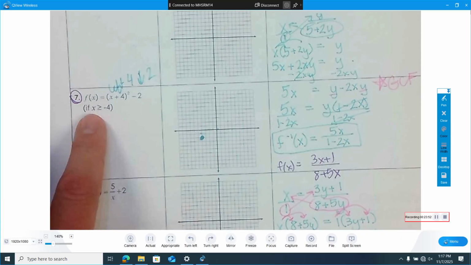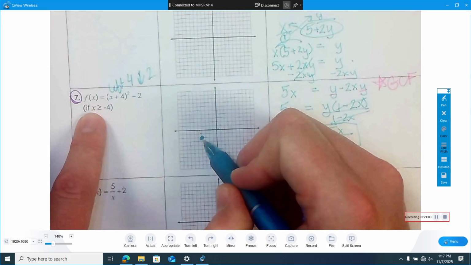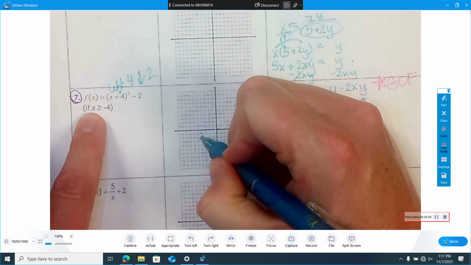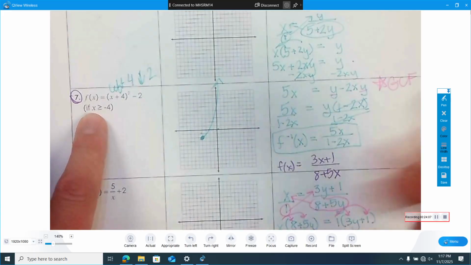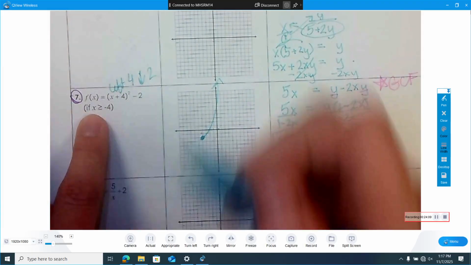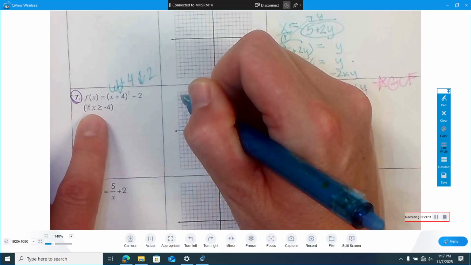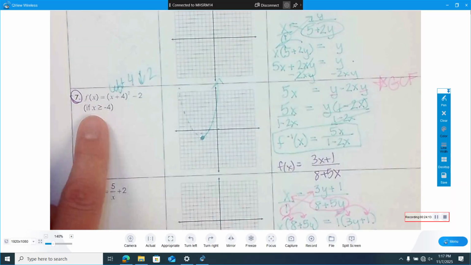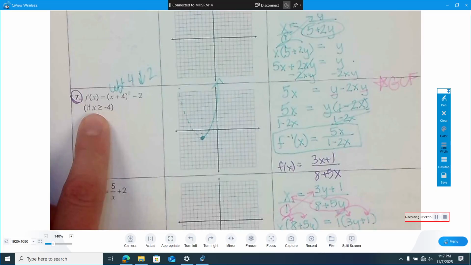But they have a condition here. What's that condition saying? Yeah, x only is allowed to be greater than or equal to -4. So that, from this point, is everything that would be on the right side of that. And so it's not including half of our curve to the left. So we don't want that left-hand side.